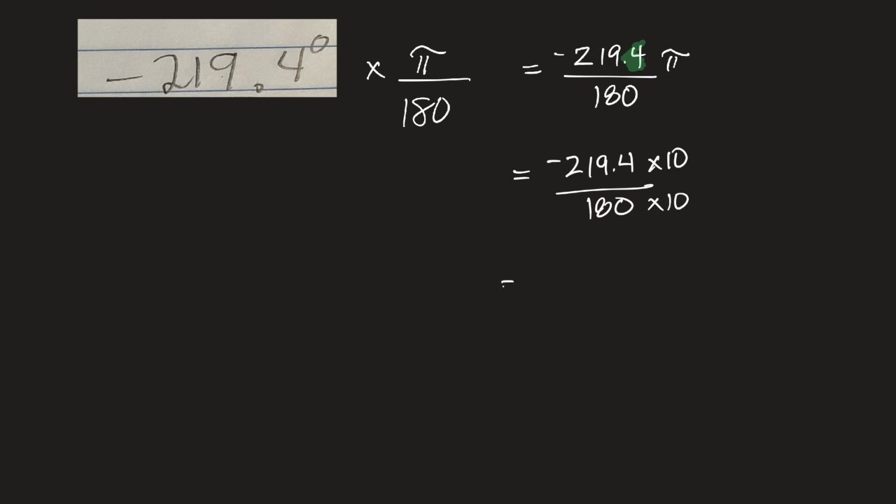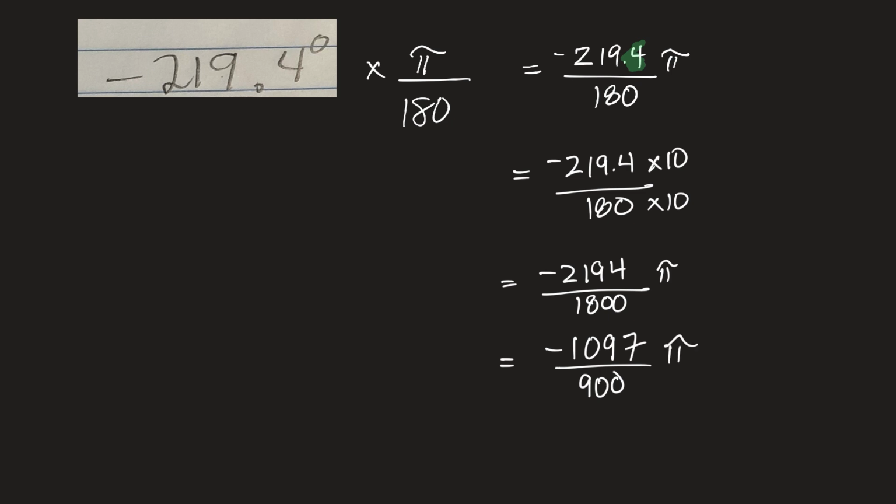But if I multiply the top by 10, then I get negative 2,194 over, on the bottom I'd have 1,800. And then I have a pi there. And then I can simplify that. So if I divide the bottom by 2, I get 900. If I divide the top by 2, that'd be negative 109, I think. Is that right? And then a 7? I think that's right. Pi.